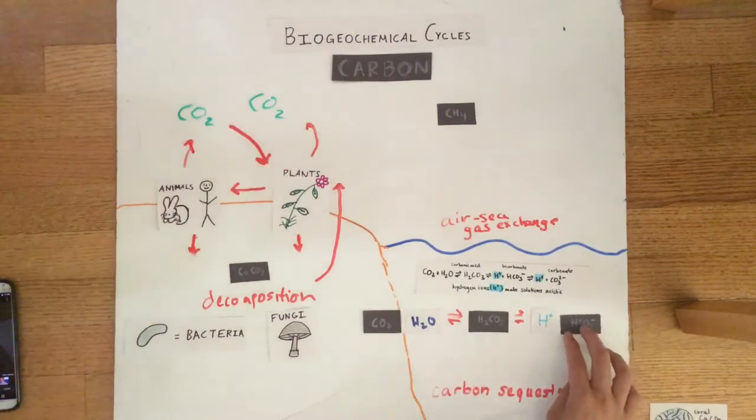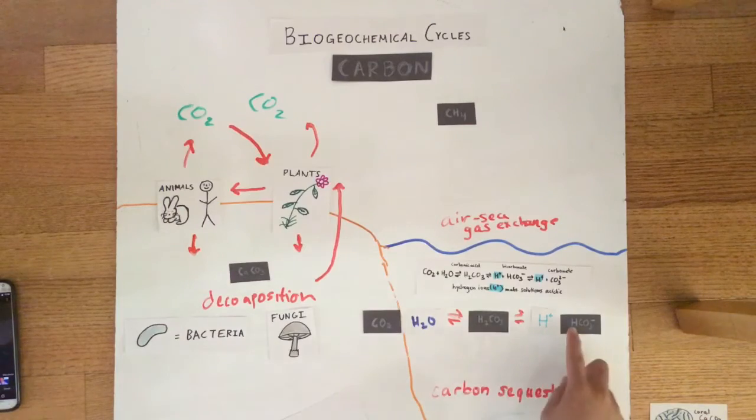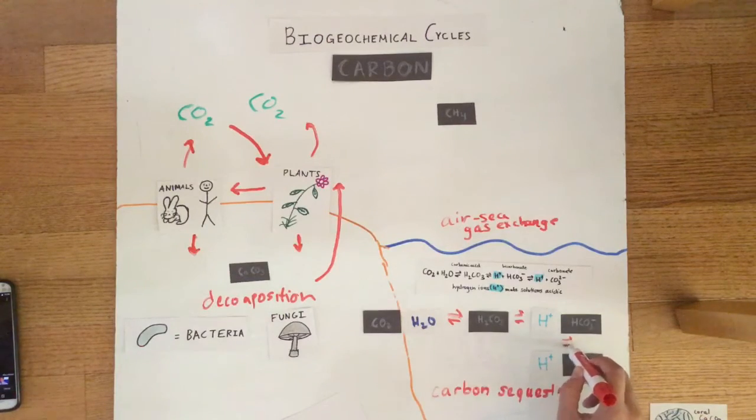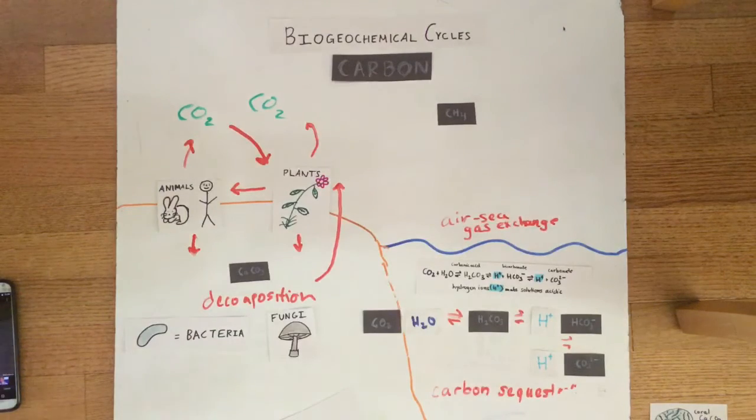And this carbonic acid, since it's an acid, is going to dissociate to form hydrogen ion and HCO3 minus, which is bicarbonate. But we're not done here because we still have one more hydrogen, so that's also going to dissociate, I'm just going to draw another arrow here, running out of space, into another hydrogen ion and the carbonate ion. So what happens when we have these hydrogen ions in the water?